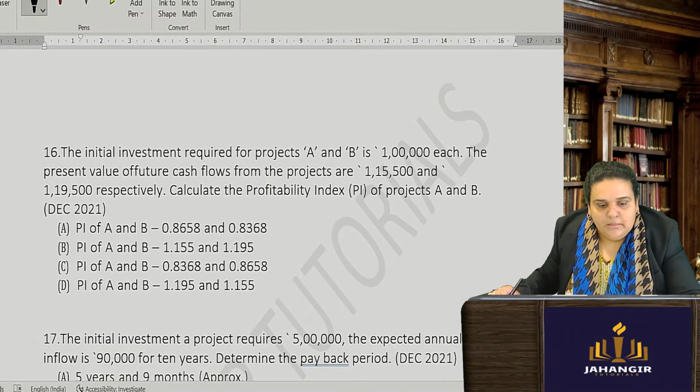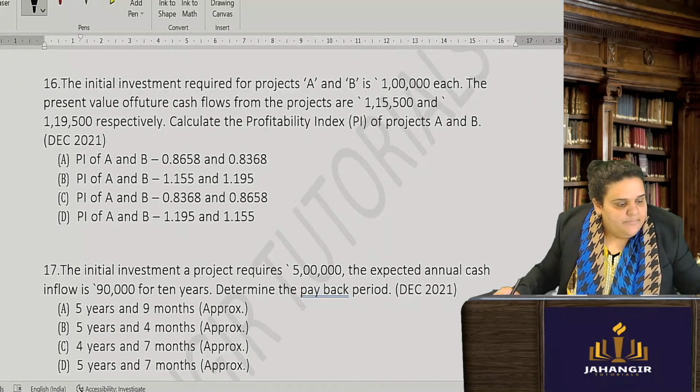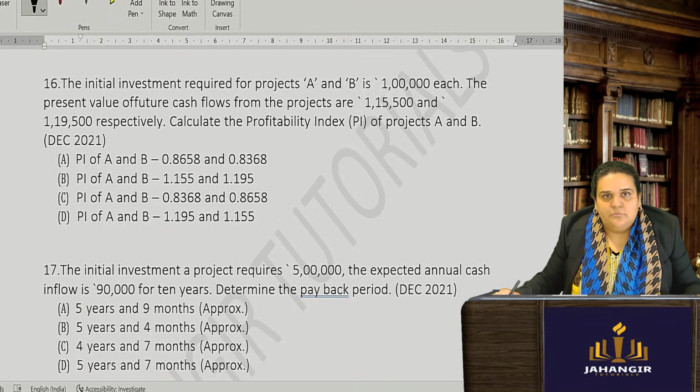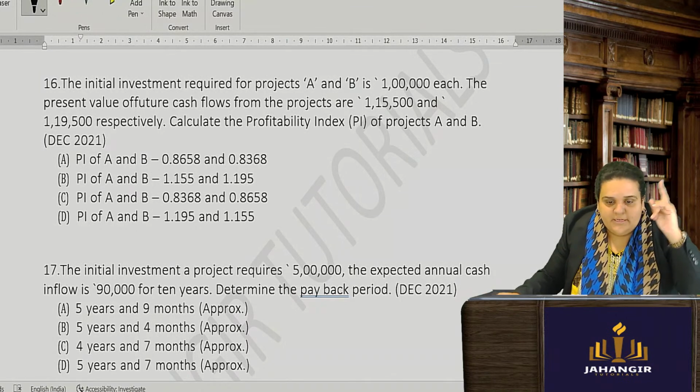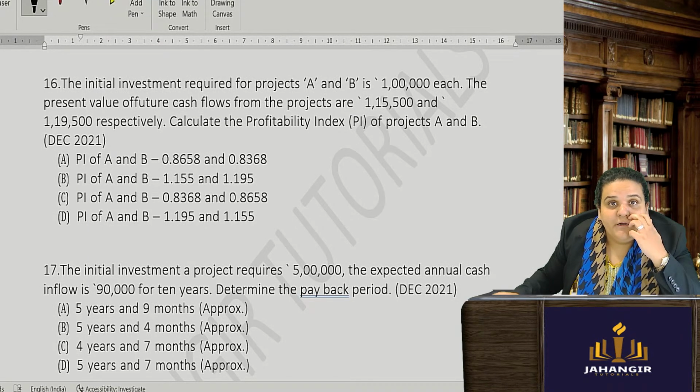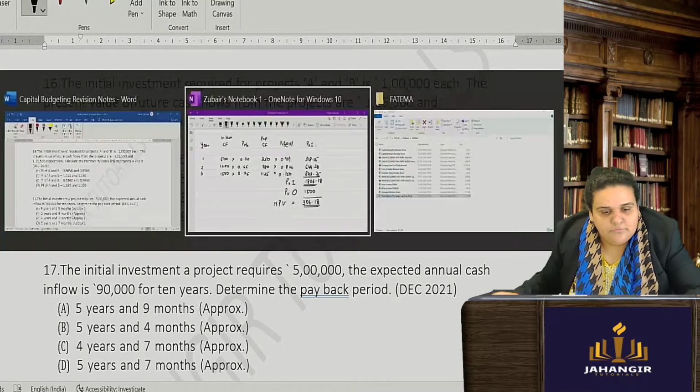Question number 16. The initial investments required for project A and B is 1 lakh each, both same. Present value of future cash flows is 1,15,500 and 1,19,500 respectively. The profitability index of project A and B are how much?